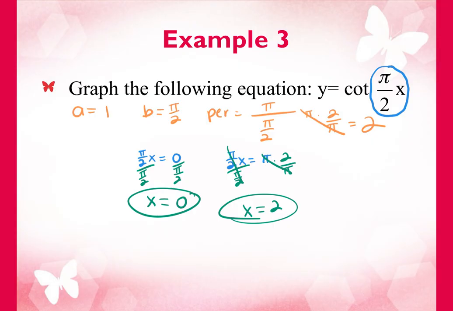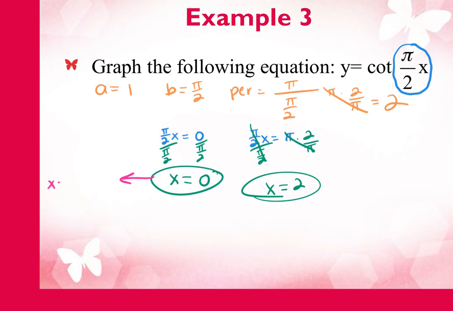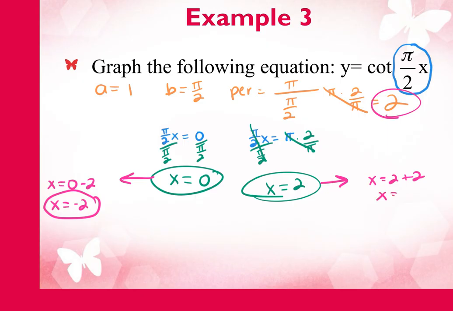What do I do to the one on the left? I'm going to subtract. If you add, you will get the one you already have, so you'll know you did something wrong. From the one on the left, I'm going to subtract the period. Our period this time is 2, so minus 2. And to the one on the right, I'm going to add the period. And I get x equals negative 2 and x equals 4. And those are your 4 asymptotes.